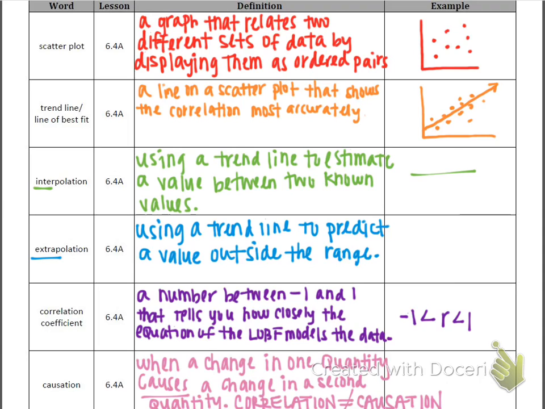Okay? An example of something that you can assume causes something else. Rain causes puddles. Okay? I think that's a safe assumption.